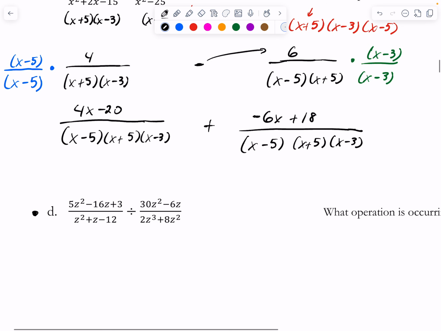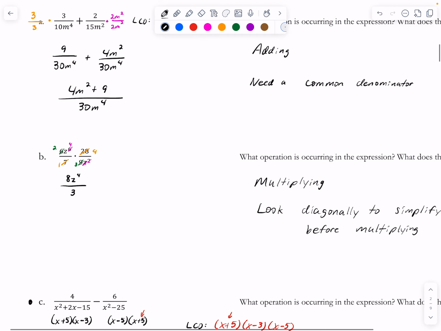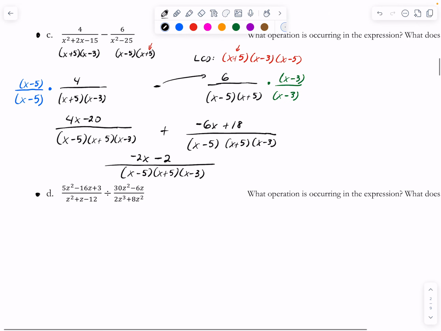Okay, so now that we have a common denominator, I am free to go ahead and write this as one of these denominators. And my numerator is going to be 4x plus negative 6x, which is negative 2x, and negative 20 plus 18, which is minus 2. Now, if you wanted to, you could factor out the negative 2 in the numerator, which would leave you with x plus 1. You don't have to do that because the x plus 1 is not going to cross out with anything in the bottom, so you can just leave it like this. All right, so that is it for example C.